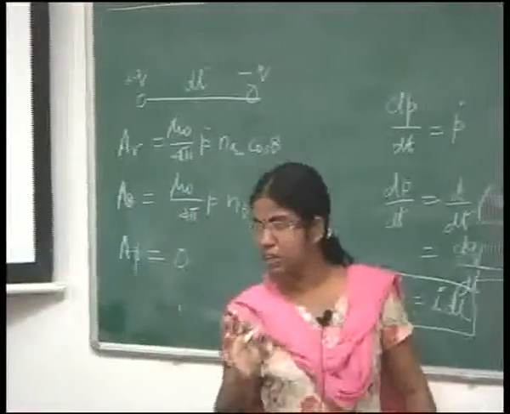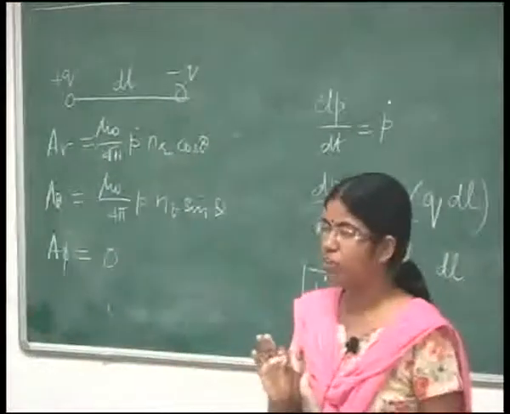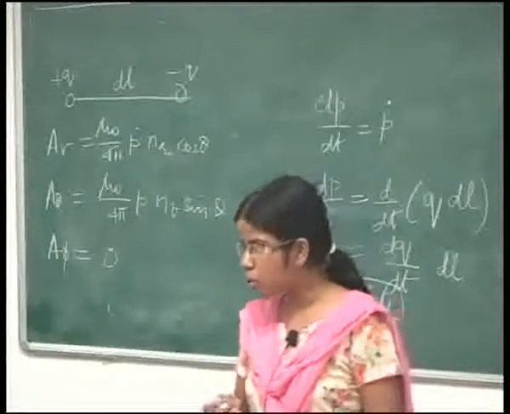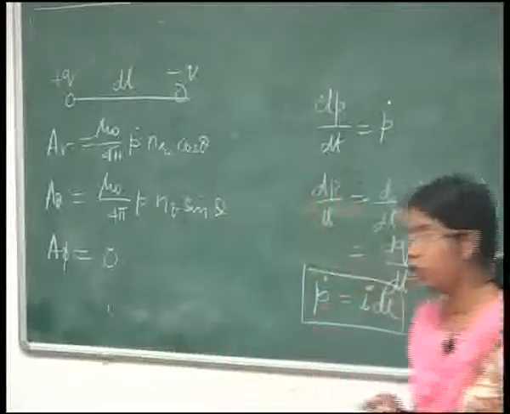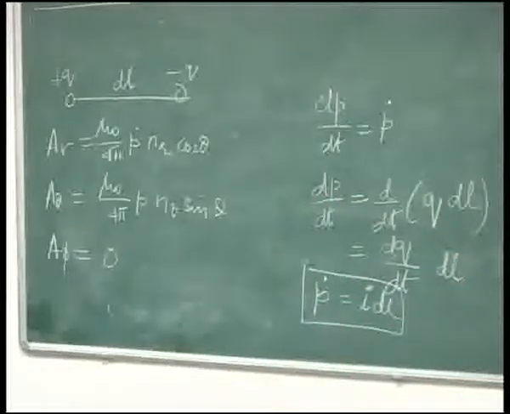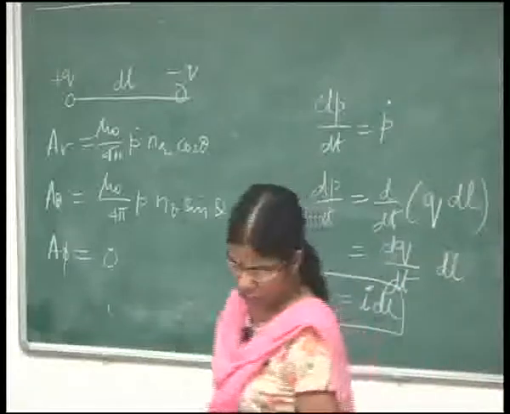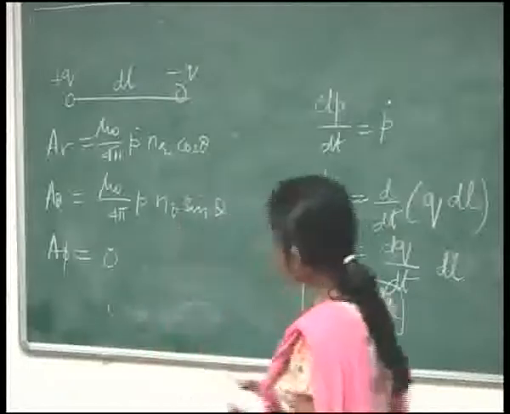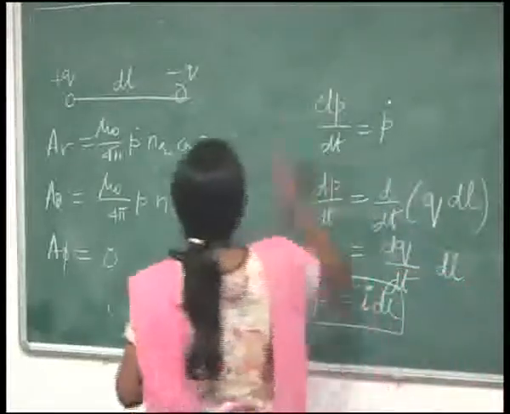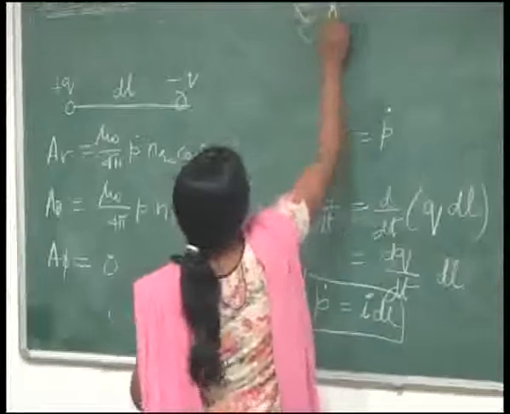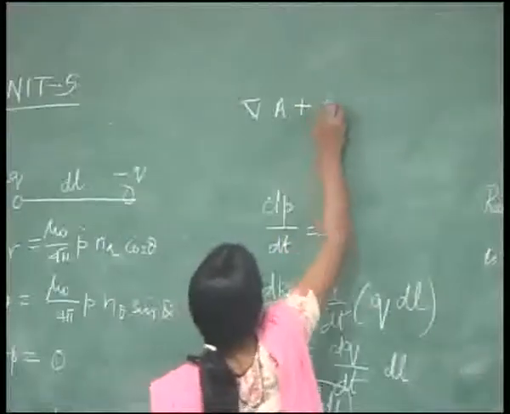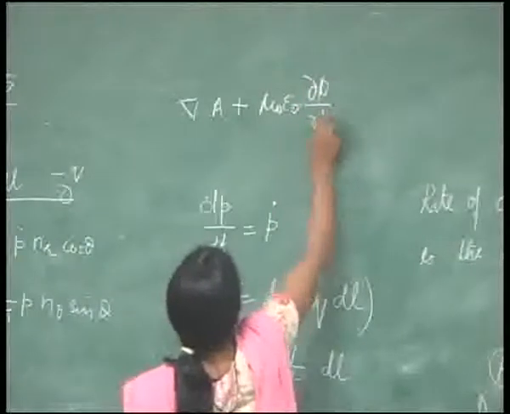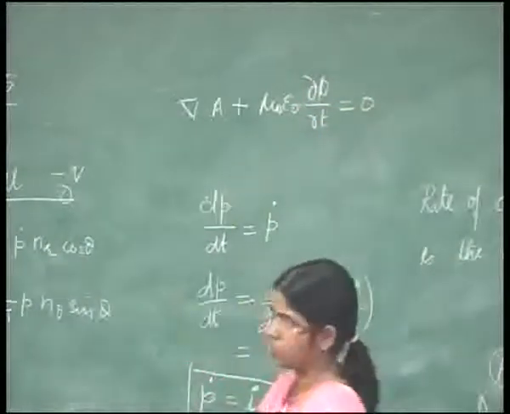It means I have completely defined A, but now I need to define phi, because when I know both of them, then only I can solve or find my inhomogeneous wave equation. To find phi, I know there is an equation, del dot A plus mu naught epsilon naught del phi by del t is equal to 0.